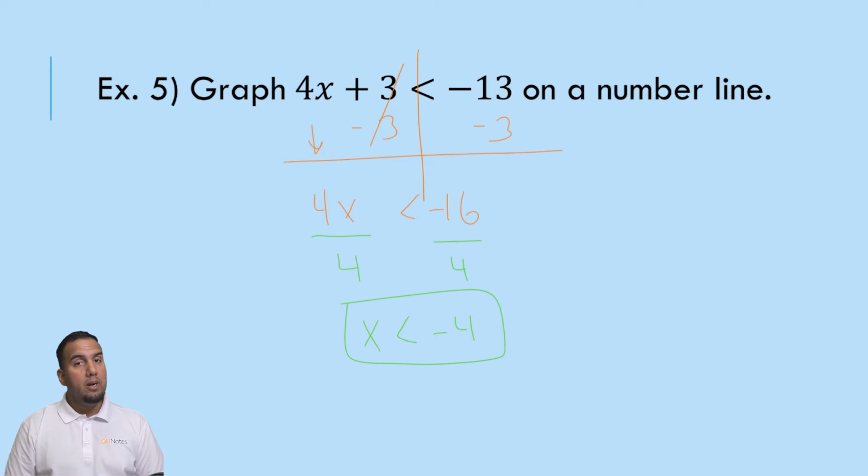Now, I wish I was done, but I'm not. I have to graph it on a number line. So what am I going to do? I'm going to grab a number line. I'm going to put negative 4 right in the middle. 1 less than is negative 5. 1 greater than is negative 3. I'm going to ask myself what type of circle this is going to be. It says less than, so it's going to be an open circle. Facing which direction? Because x is on the left-hand side, I can draw an arrow out of it, and it's facing the left. And that's my final answer.